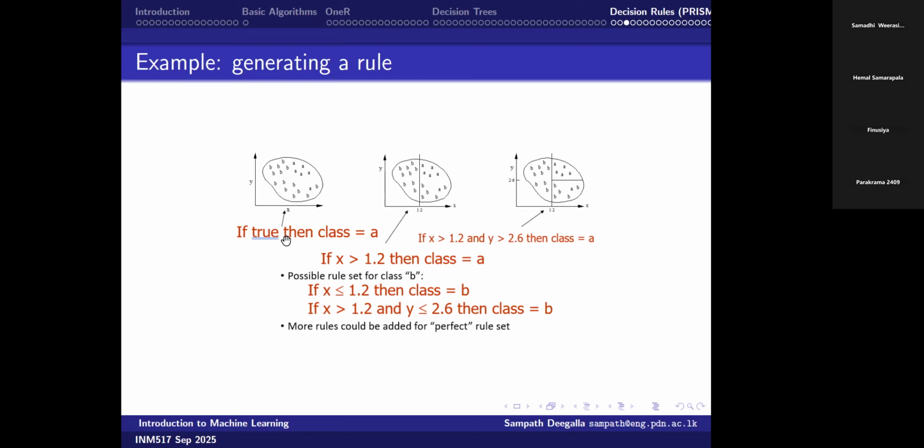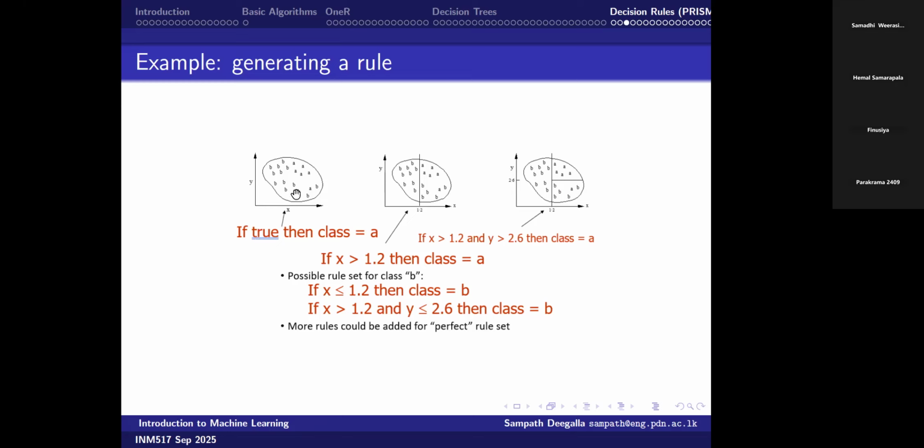So let's try to generate a rule set for class A. What do you do? You start with an empty left-hand side and the right-hand side is your chosen class. So therefore, we will say if true, then class A. So we don't have any attributes or attribute values selected.